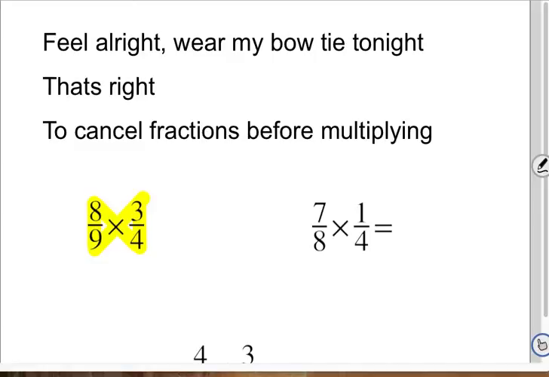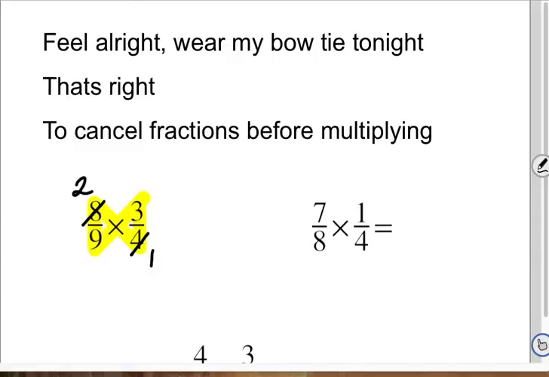The bow tie says you look across and you look up and down. Okay? So if I look across on this one right here, I've got 8/9 times 3/4. What am I going to do here, Tyler? Okay, so 4 goes into 4 1 time. 4 goes into 8 2 times. And you're making these notes on your paper. This is your notes. You're doing them.